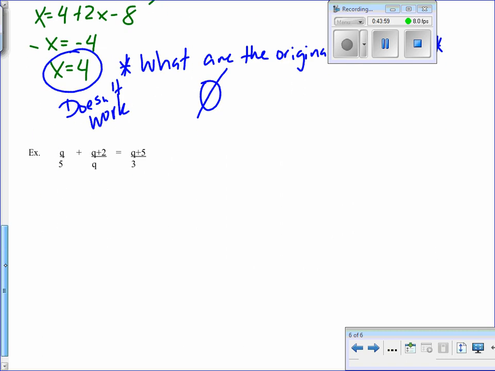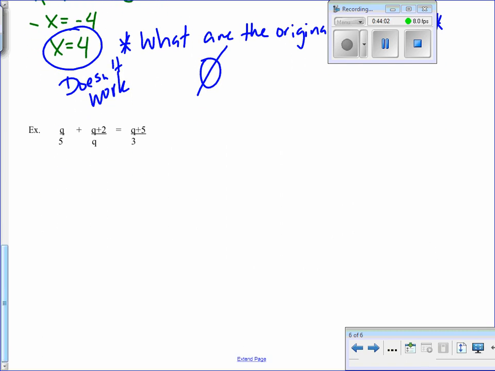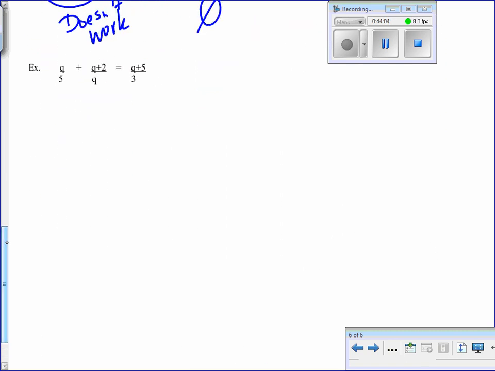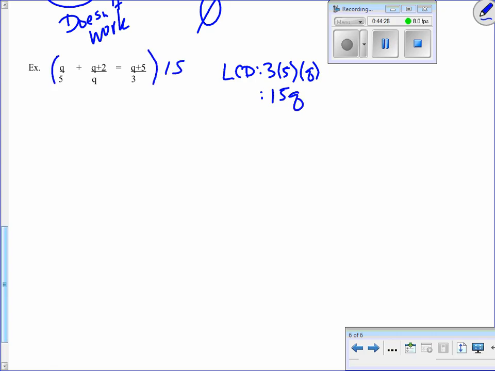And maybe another one here, and we'll end with this, and then the video will be over. Q over 5 plus q plus 2 over q equals q plus 5 over 3. Okay, so our LCD here, I need a 3, I need a 5, I need a q. So my LCD is going to be 15q. So let's multiply the whole thing by 15q.